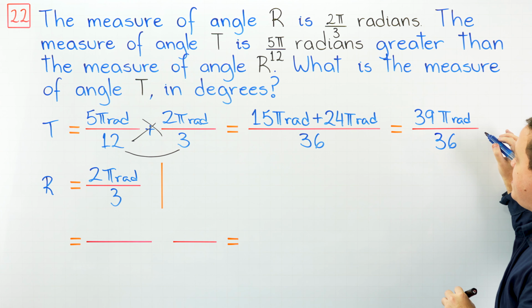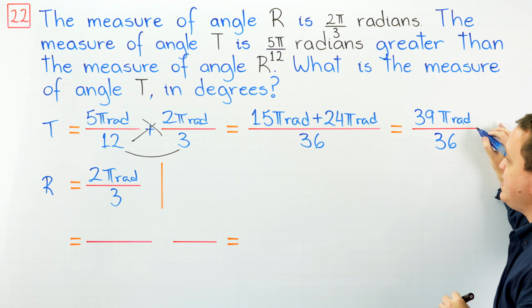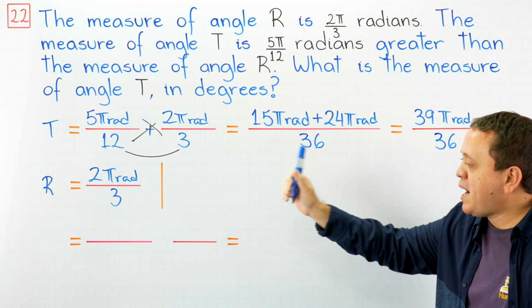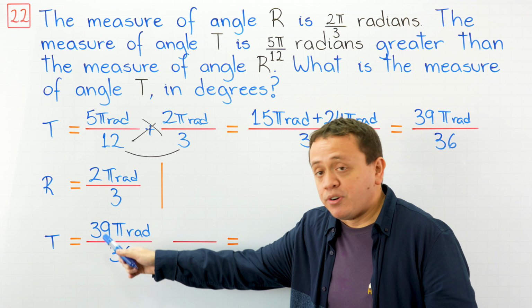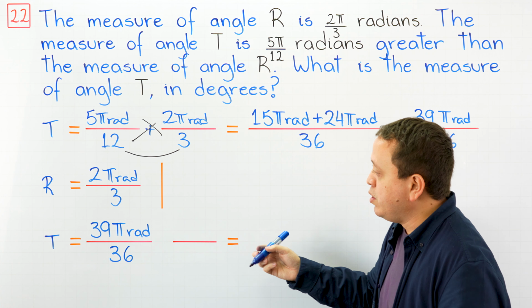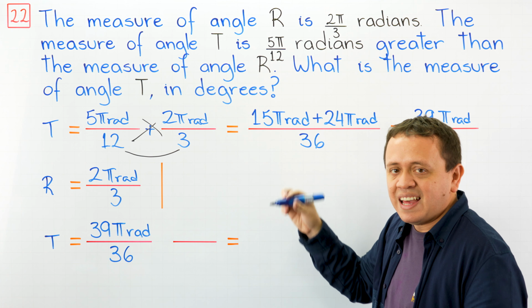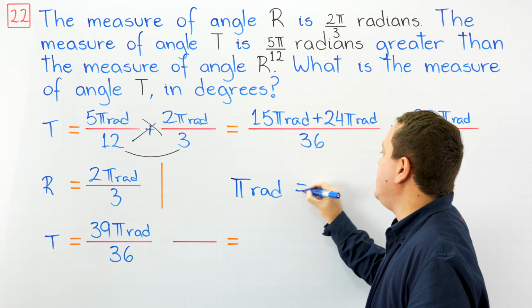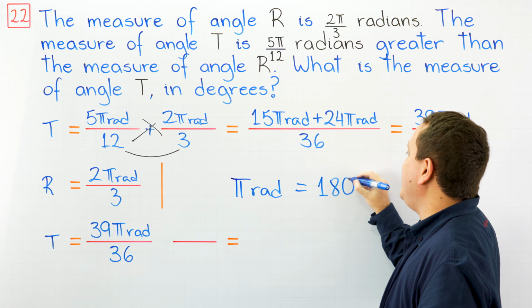Now, it's not necessary to simplify this fraction, since we are going to convert this angle to degrees. I'm going to copy this value over there. We already know that the measure of angle T is 39 pi radians over 36, and now we are going to convert this angle to degrees. At this point, we must remember that pi radians are equivalent to 180 degrees.